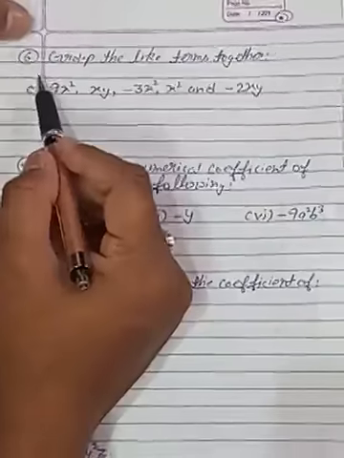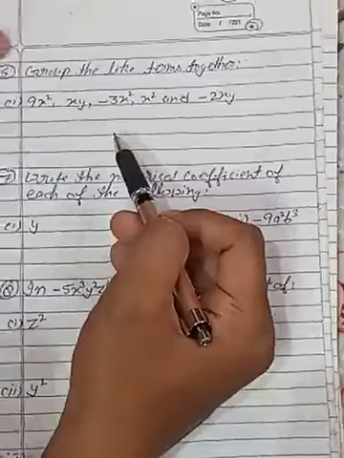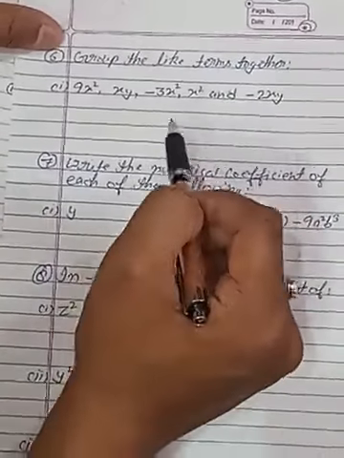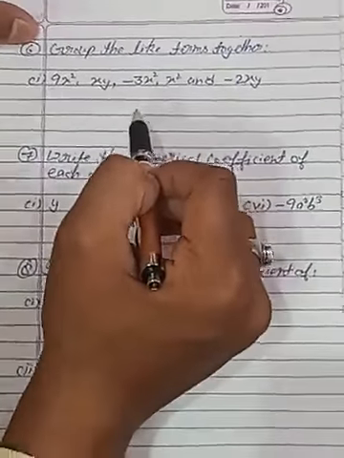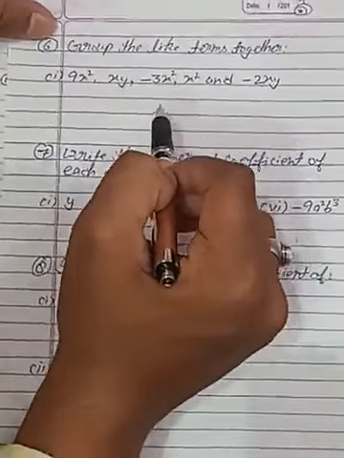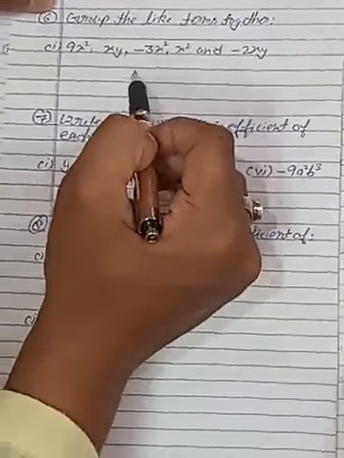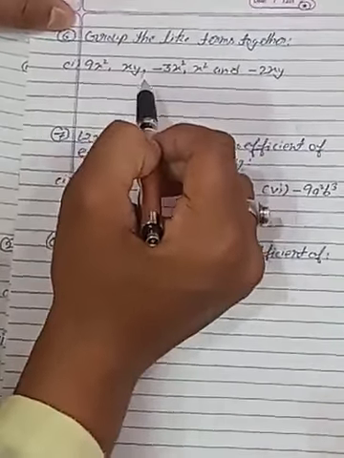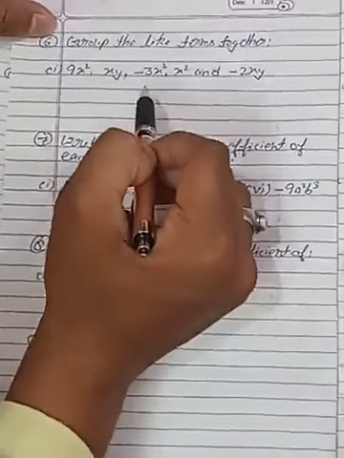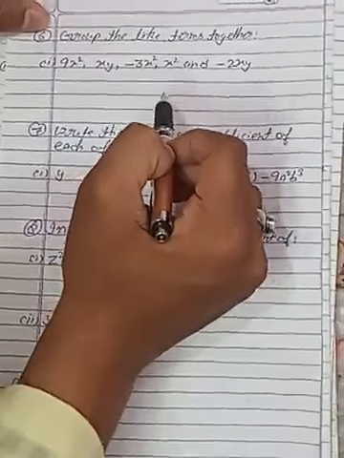Now students, see sixth sum. Group the like terms together. So listen about the like and unlike terms. Two or more terms having same variables, and those variables having same power, are called like terms. Listen again. Two and more than two terms having same variables and those variables having same powers, those type of terms are called like terms. So see, we have to group the like terms together.